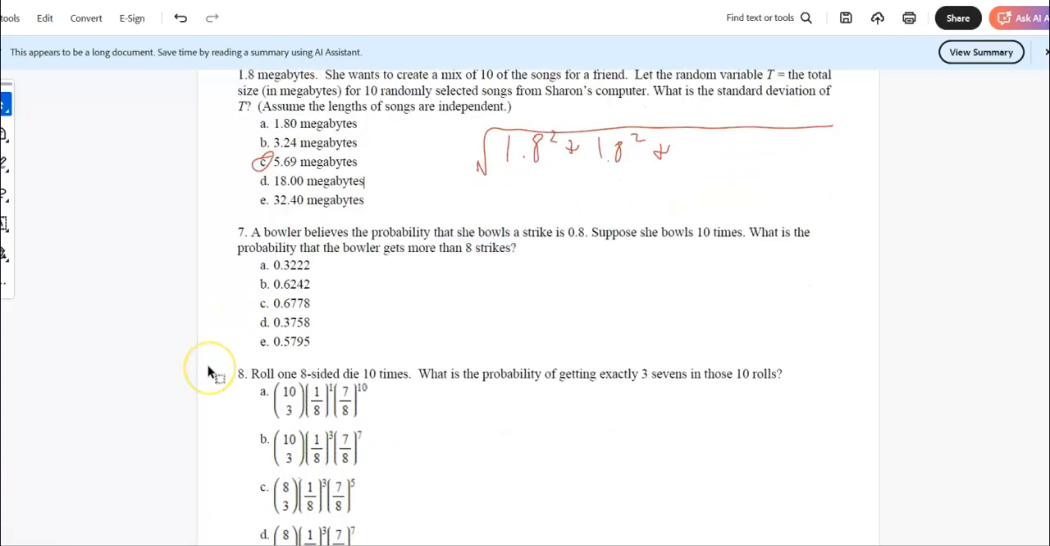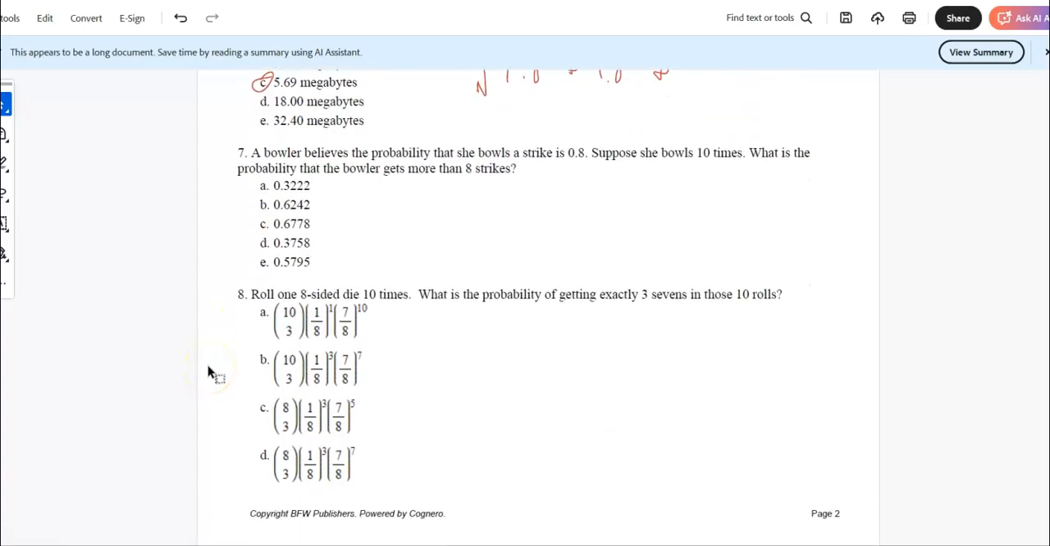A bowler believes the probability she bowls a strike is 80%. Wow, it's pretty good. Suppose she bowls 10 times. What's the probability the bowler gets more than 8 strikes? This is definitely binomial, right? Let's just double check BINS. So binomial, getting a strike or not. Independent, each bowl is independent from the previous one. There's a set number of trials, n equals 10. And the same probability of success is always 0.8, that's your p.